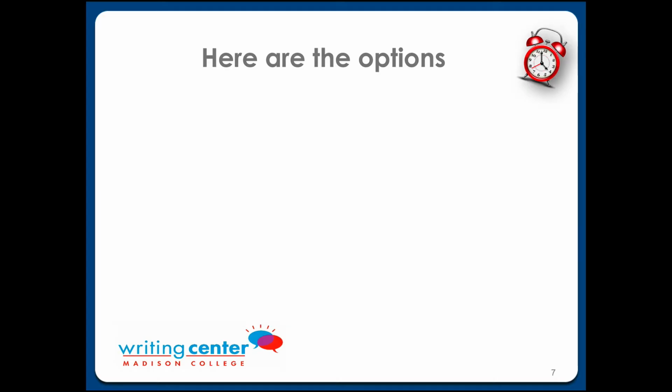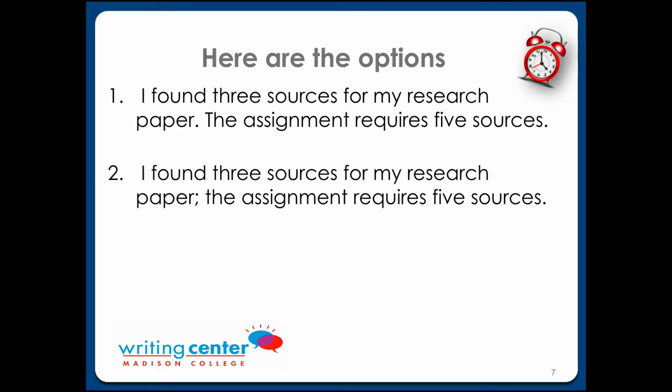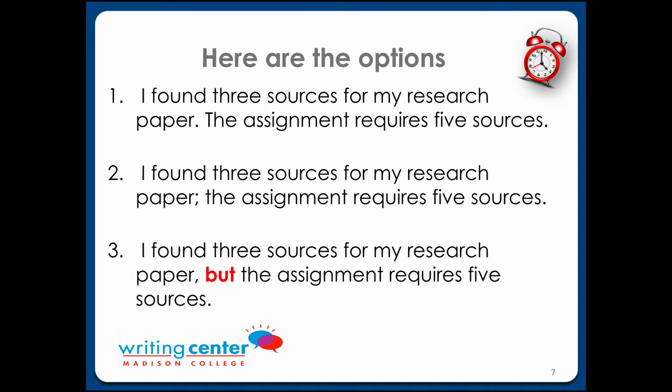Okay, the first way is to replace the comma with a period, making 2 completely separate sentences, like you see in the first option. The second way is to replace the comma with a semicolon, like you see in this second statement. Another option is to insert one of the fanboys words. In this sentence, the writer chose to connect the words with but. I found 3 sources for my research paper, but the assignment requires 5 sources. Actually, I like that choice the best, Kate.